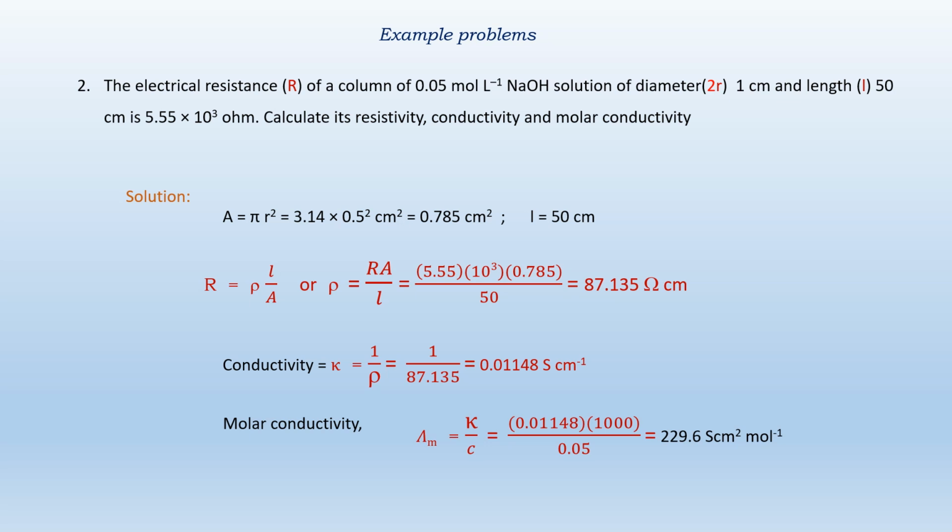And for the conductivity, kappa is equal to 1 by rho. Substitute the rho value, you will get the conductivity. And for the molar conductivity, they have given the concentration, and you know the conductivity. Substitute the conductivity divided by the concentration. If you substitute the concentration 0.05, you will get the value.